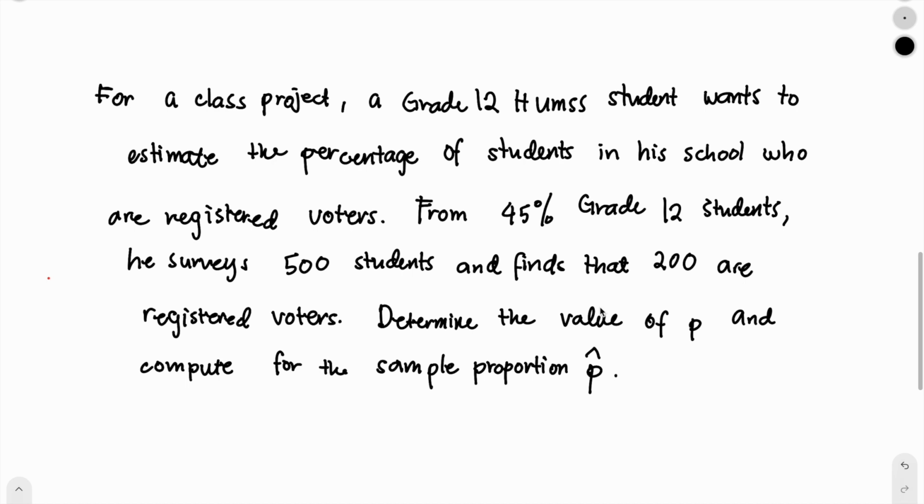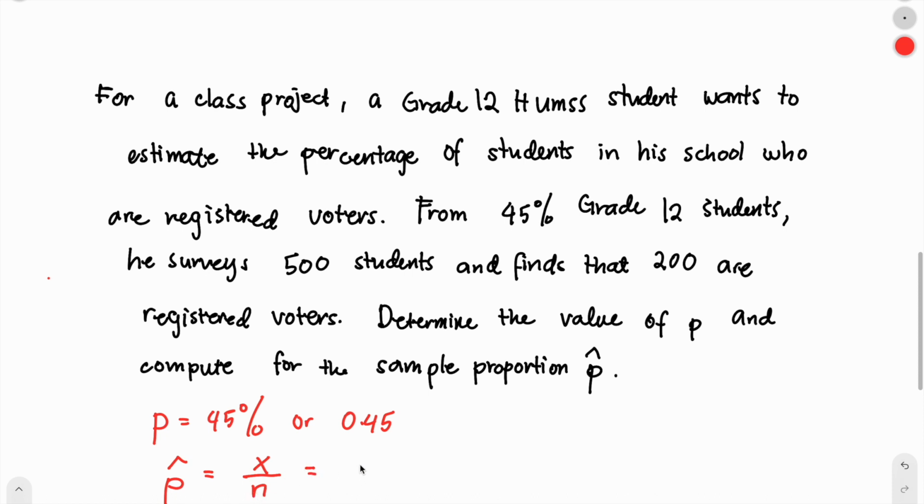Okay, so this is actually simple. We know that p, or the population proportion, is 45% or 0.45. For the p hat, it is x over n, where x is the number of successes and n is the number of samples.